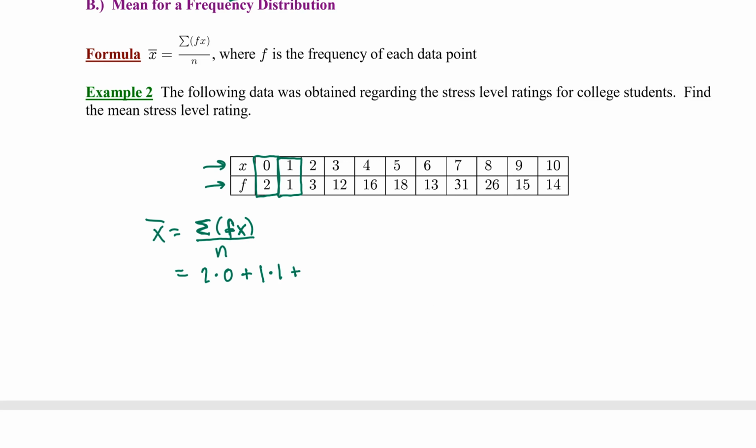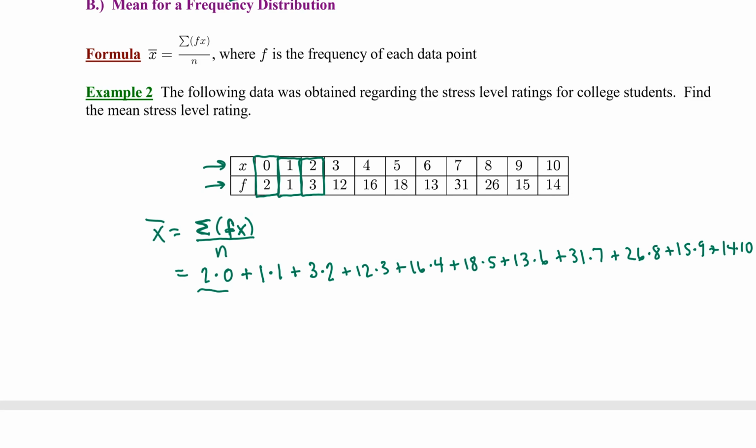Then I go to the next spot. I'm going to add it up. 3 students said their stress level was a 2. And I continue this pattern all the way across the chart. Almost ran out of room there. And then I'm going to divide the whole thing by the total number of data points that we have.